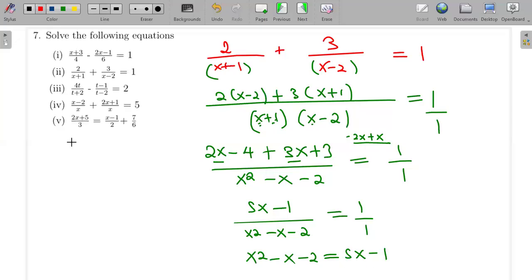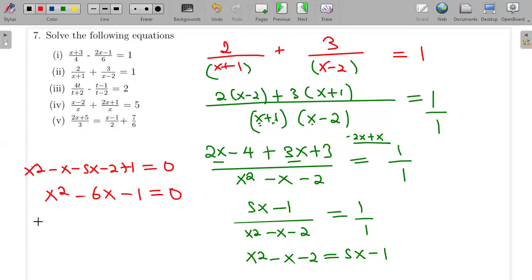So take everything to the left-hand side. I have x squared minus x, minus 5x, minus 2 plus 1 is equal to 0. So this will just be x squared minus 6x, then minus 1 is equal to 0. Okay, so we see that we get a quadratic equation. So simply meaning that we're going to get two answers.